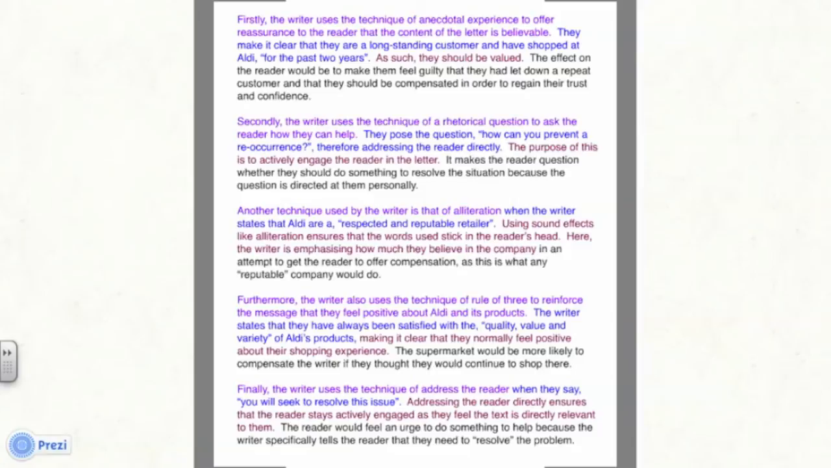Finally, the writer uses the technique of address the reader when they say, you will seek to resolve this issue. Addressing the reader directly ensures that the reader stays actively engaged as they feel the text is directly relevant to them. The reader would feel an urge to do something to help because the writer specifically tells the reader that they need to resolve the problem.